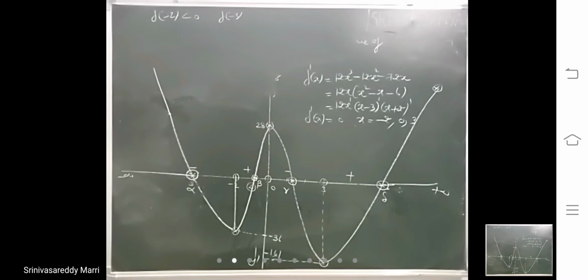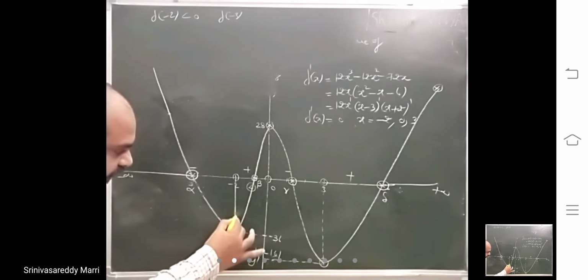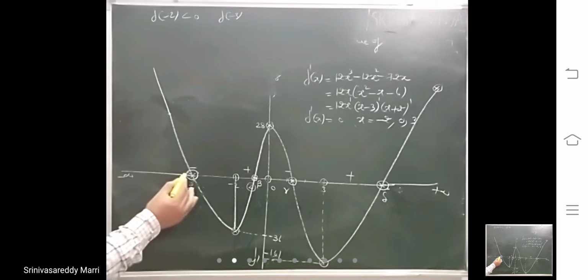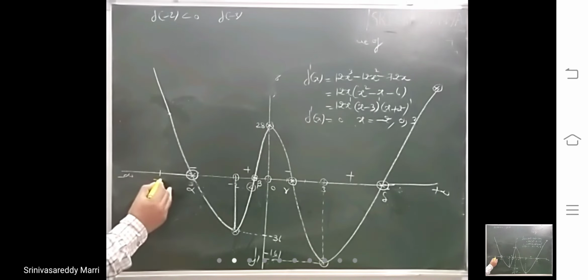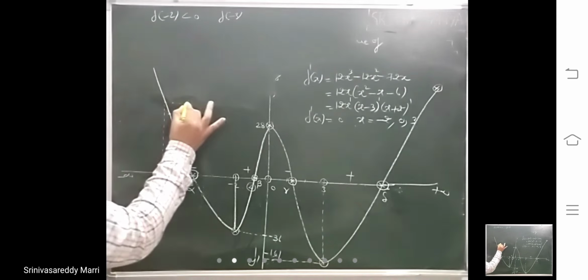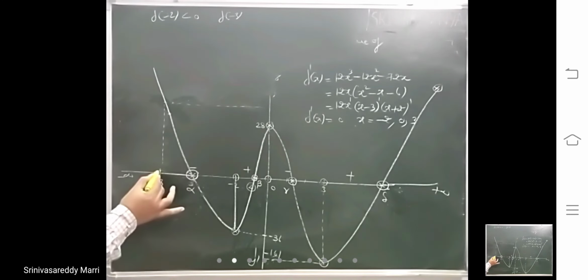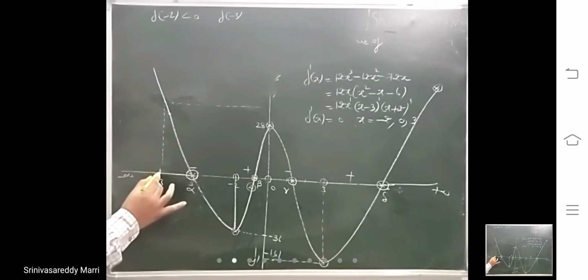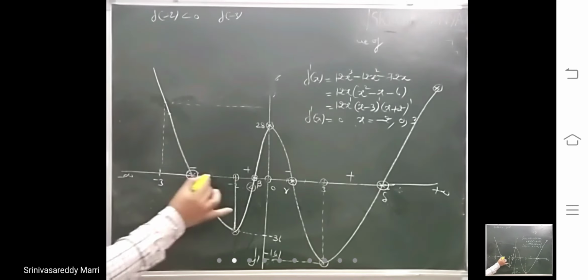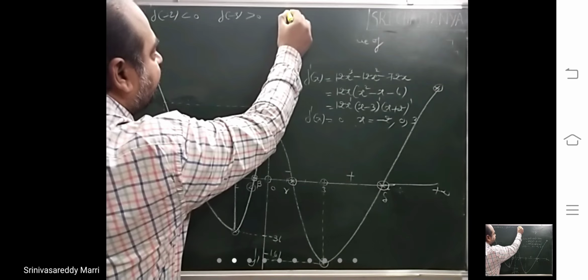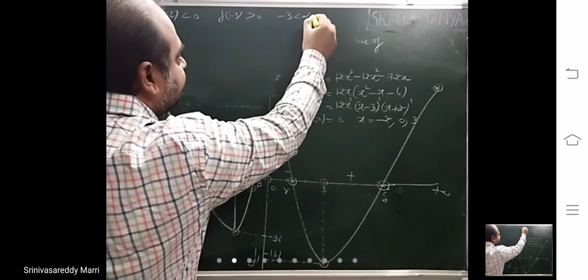Look, f of minus 2 is negative and f of minus 3 is positive. That means minus 3 will lie to the left of alpha. Positive means that at minus 3 the graph will be above the axis. So we can clearly say alpha lies between minus 3 and minus 2.